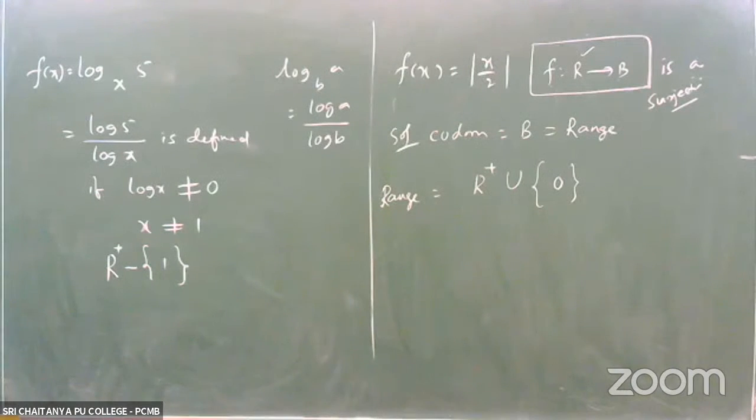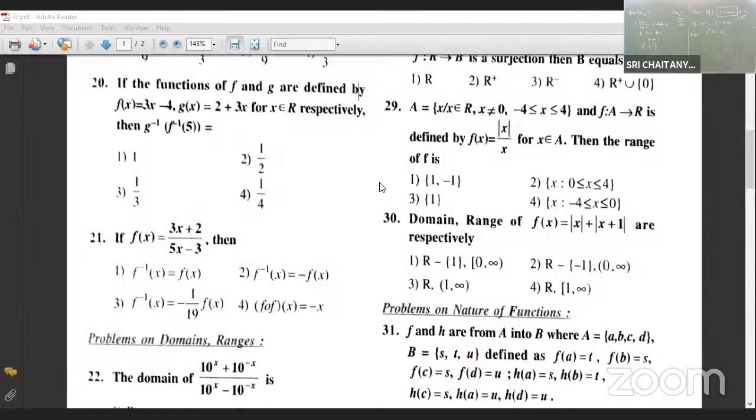The next problem, I am going to share on the screen. The twenty-ninth one. Observe what has been given to you. Capital A is equal to the set of X such that X belongs to capital R, X not equal to 0, already given, and minus 4 less than or equal to X less than or equal to 4. And F maps A to R and is defined by F of X equals mod X by X for X belonging to capital A. Then the range of F is equal to what?